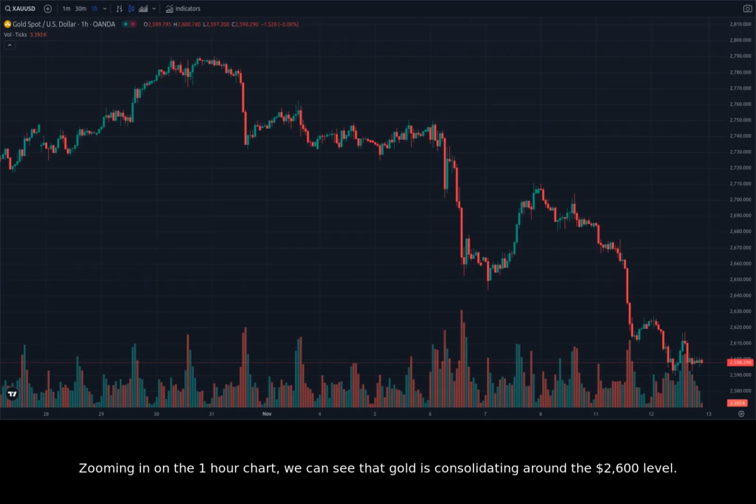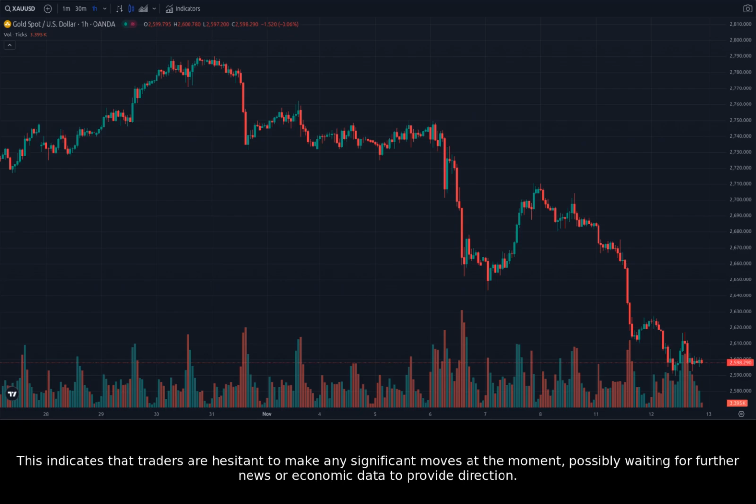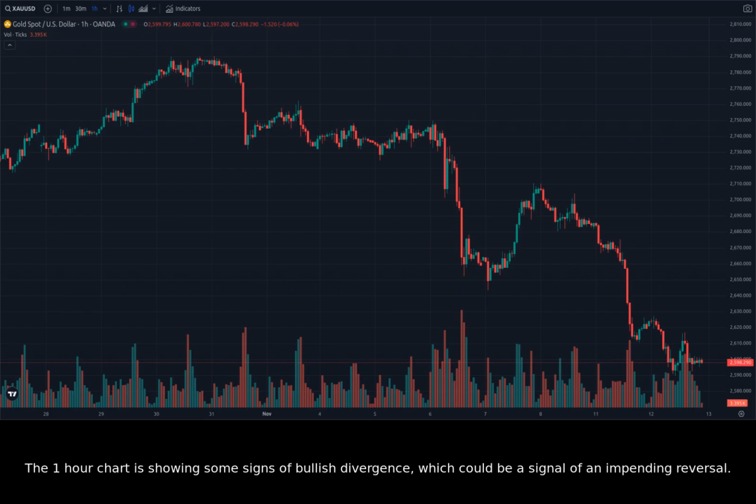Zooming in on the 1-hour chart, we can see that gold is consolidating around the $2,600 level. This indicates that traders are hesitant to make any significant moves at the moment, possibly waiting for further news or economic data to provide direction. The 1-hour chart is showing some signs of bullish divergence, which could be a signal of an impending reversal. The price is making lower lows, but the Relative Strength Index, RSI, is making higher lows.